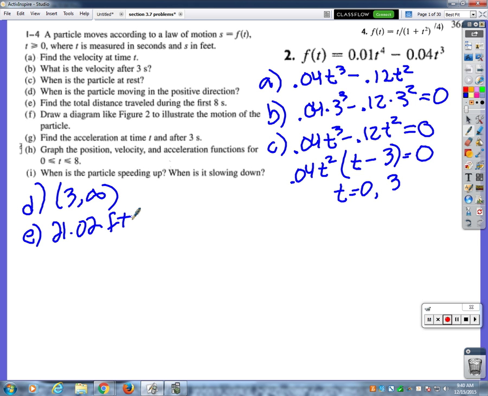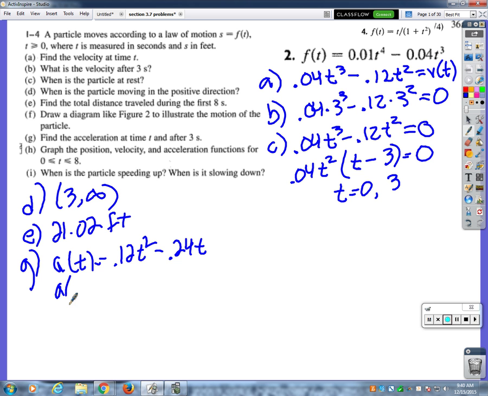Okay. G, find the acceleration at time t and after 3 seconds. How do you find the acceleration? Good. Take the derivative of the velocity, which is this guy right here. So that's the acceleration at time t, and then for 3 seconds, you plug in 3.